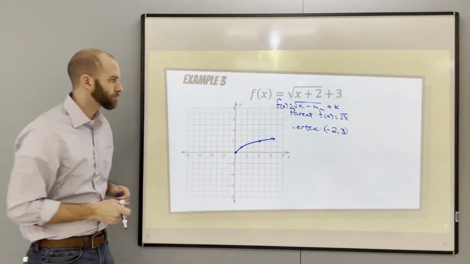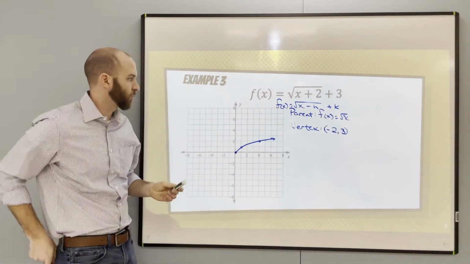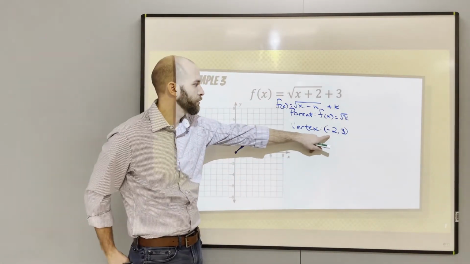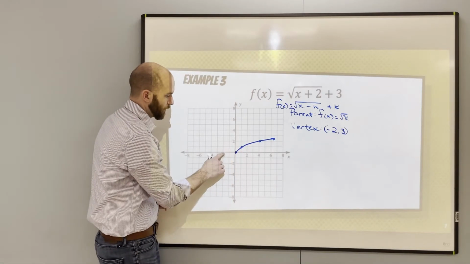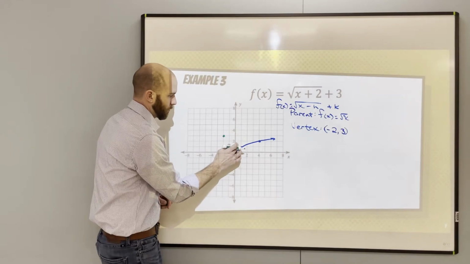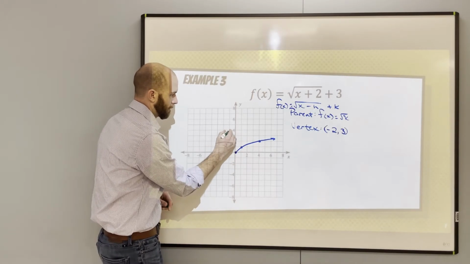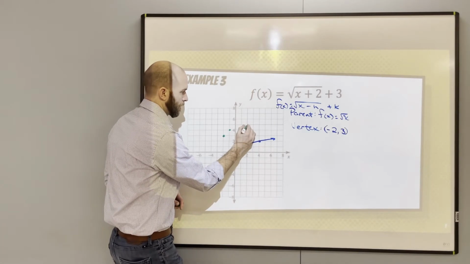So if we want to graph this from the vertex form, that tells us we need to go to the left 2 and up 3. So every one of these points, I'm going to go to the left 2, 1, 2, and up 1, 2, 3. To the left 2, and up 3, again.